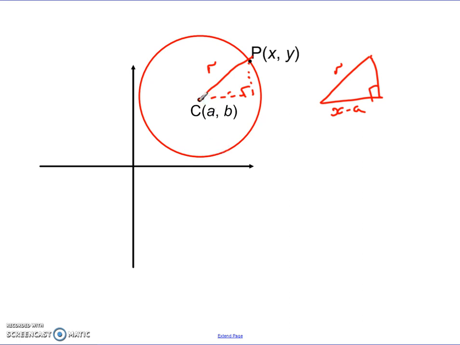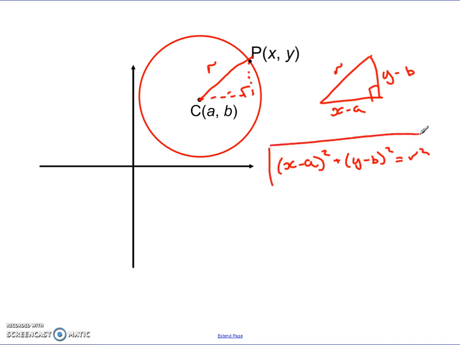Similarly to the y, I've gone up and started at b. I'm going up to y, so I need to compensate and get rid of this wee section here. So it's going to be y minus b. So to do this now, what I have to do is use Pythagoras again for the same sort of result. So I do x minus a squared plus y minus b squared equals r squared.